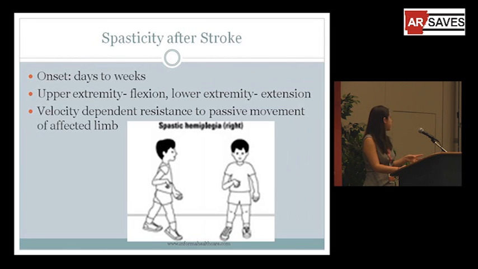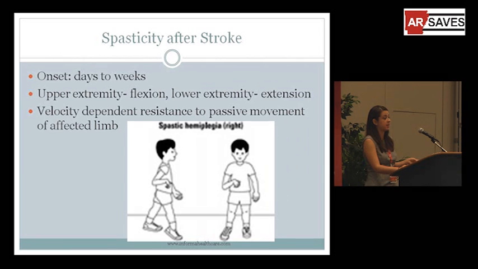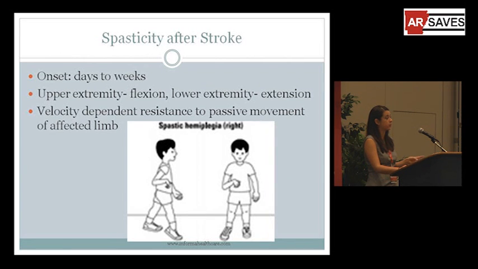And then spasticity, like we mentioned earlier, its onset could be days to weeks, usually within the first 48 hours in some cases. It usually in the upper extremity is in a flexion pattern, so your arm will draw up. In the lower extremity, it's an extension pattern, so you'll have an extended hip, knee, and your ankles will be plantar flexed or your toes will be pointed.